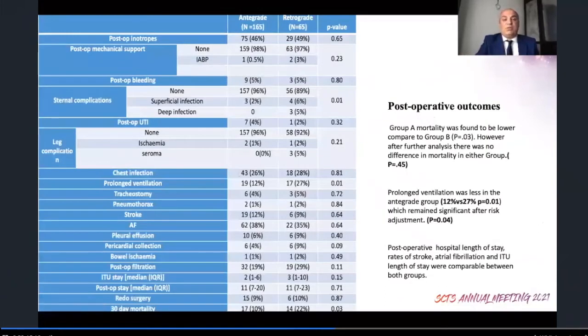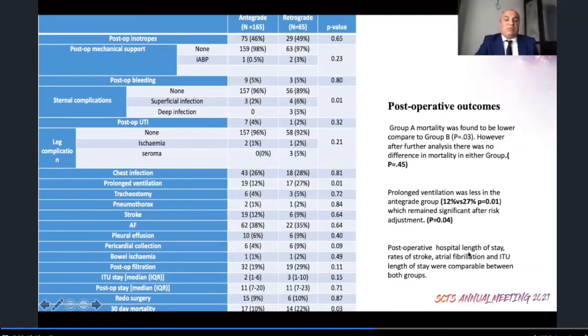The postoperative outcomes are shown in the table on the left. We found that the Group A mortality was initially lower compared to Group B. However, in further analysis, there was no difference between both groups. Prolonged ventilation was less in the antegrade group, which remained significant even after the risk adjustment.